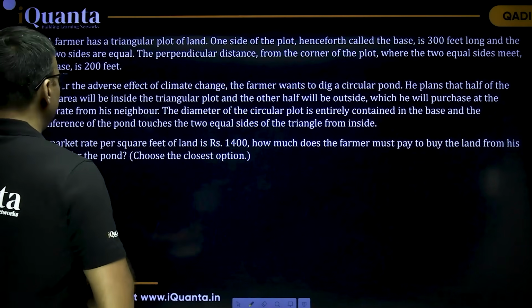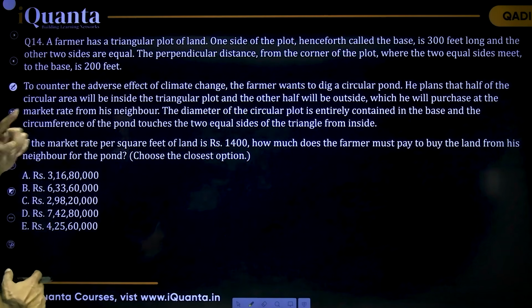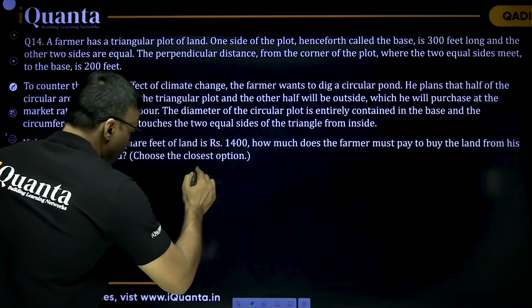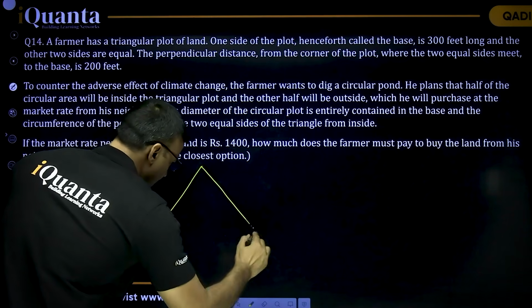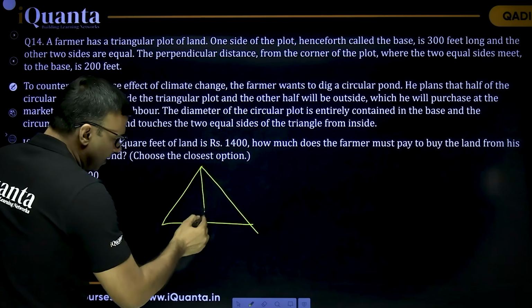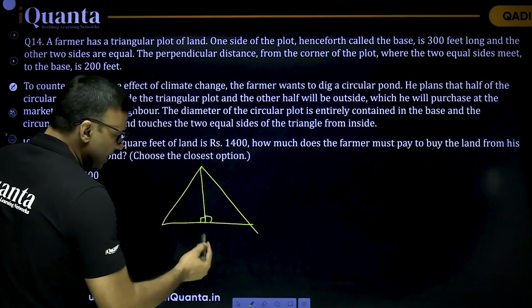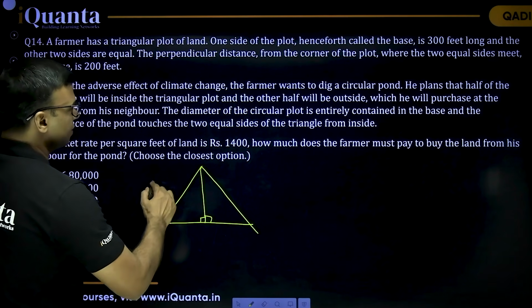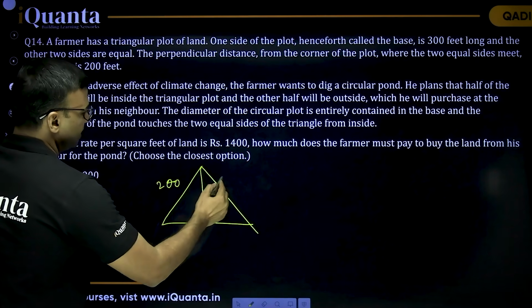It's a beautiful situation. You see, we want these two sides to be equal. So when I drop a perpendicular, it will divide the opposite side into two equal parts, which is 300. So this is 200. This is 200.